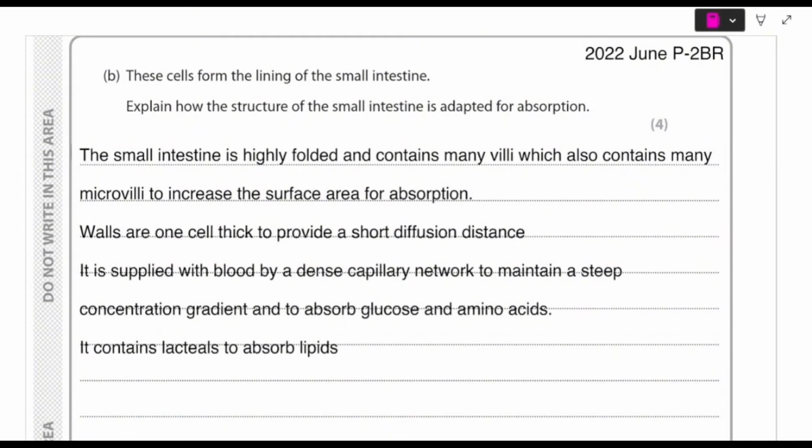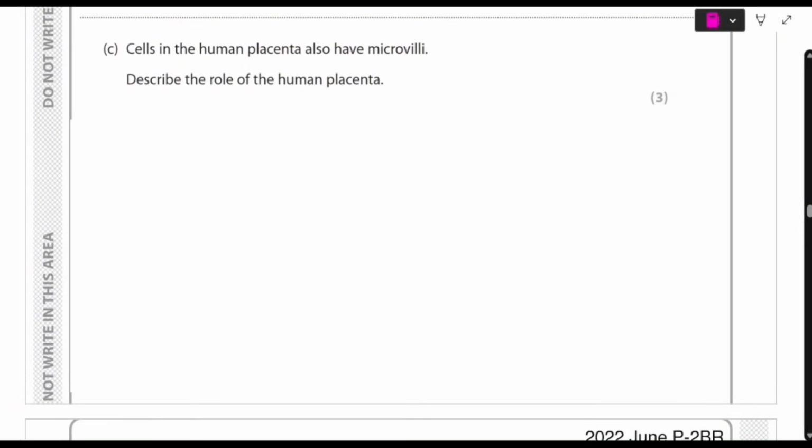Next up we have cells in the human placenta, which also have microvilli. Describe the role of the placenta. So we know the placenta has a very important role for pregnant women. The placenta provides the fetus with glucose, oxygen, amino acids, and hormones by diffusion, and it removes carbon dioxide and urea or other waste also by diffusion.